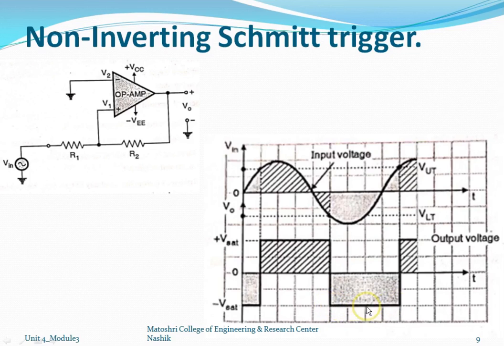So this is the non-inverting Schmitt trigger, because when the input is much more positive, the output is positive. When the input is much more negative, the output is negative. So this is the non-inverting Schmitt trigger.